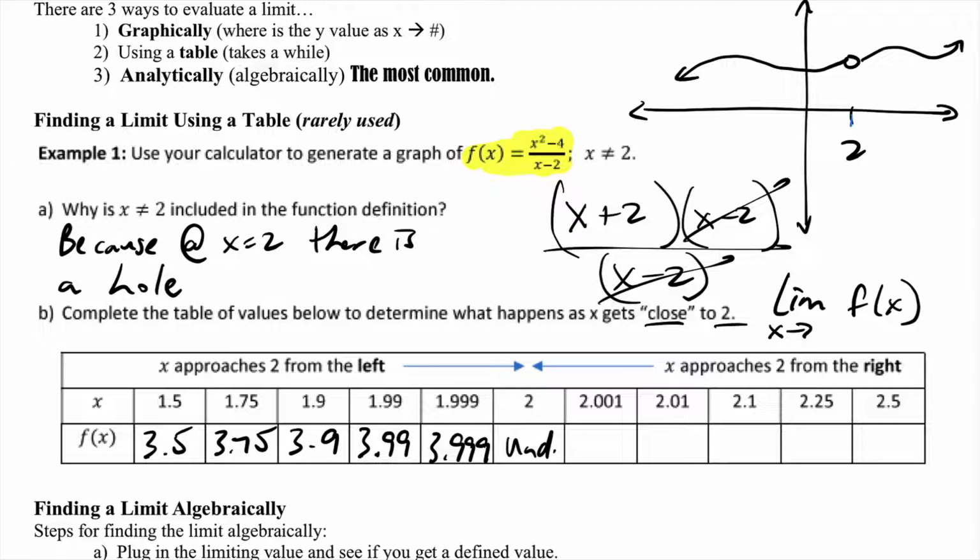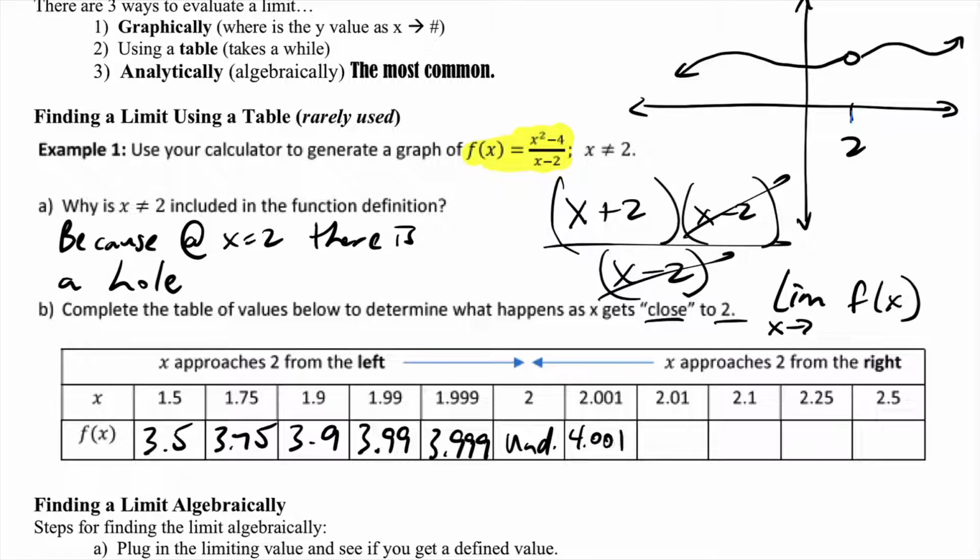Okay? So what happens if I put 2.001 in there? I get 4.001. What happens at 2.01? I get 4.01. When I plug in 2.1, I get 4.1. 4.25. 4.5. Okay. So that's what happens when I plug in all the x values into the function up here. That's what I get. So I created the table.